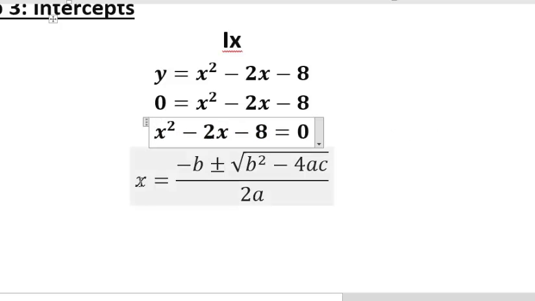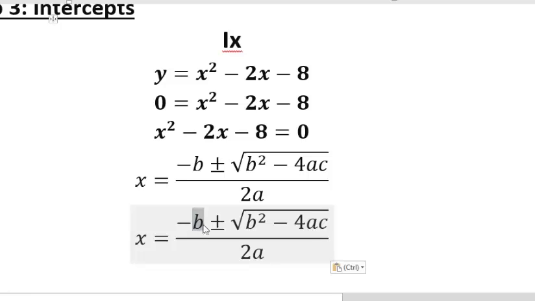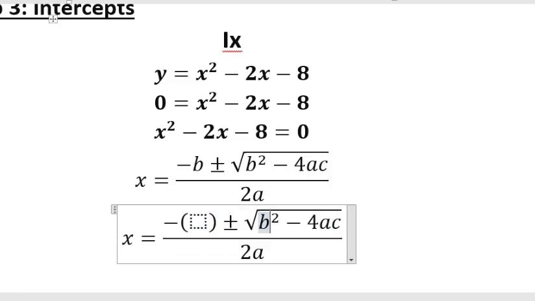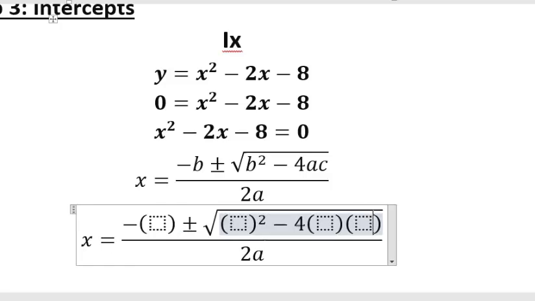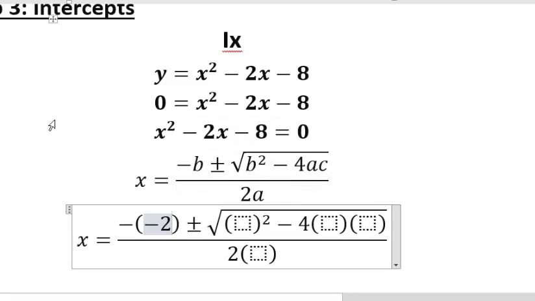So what I'm going to do is copy the formula again, and instead of those letters, I'm going to put inside parentheses, yes, inside parentheses, the numbers from the exercise. Okay, so the first one was b. B is negative 2, so I'm going to put negative 2 inside parentheses.